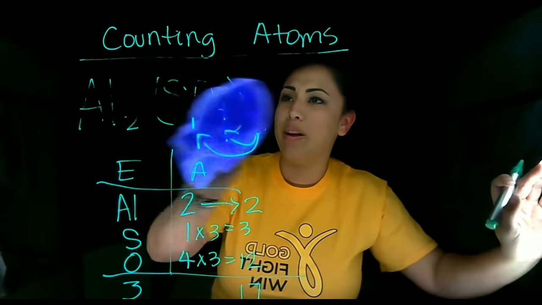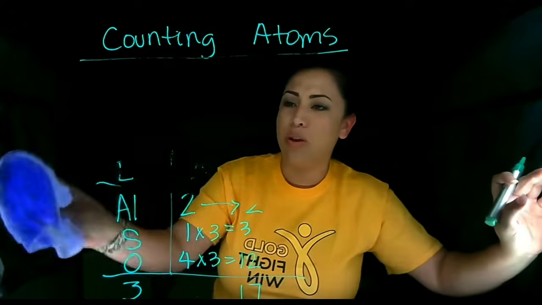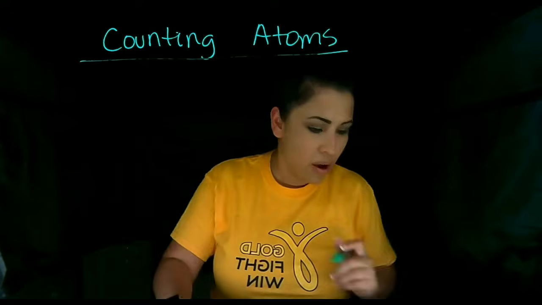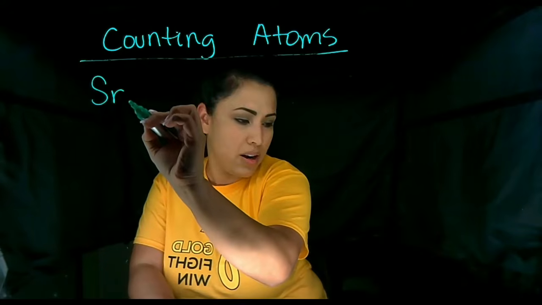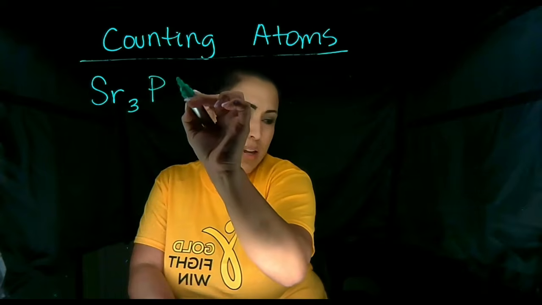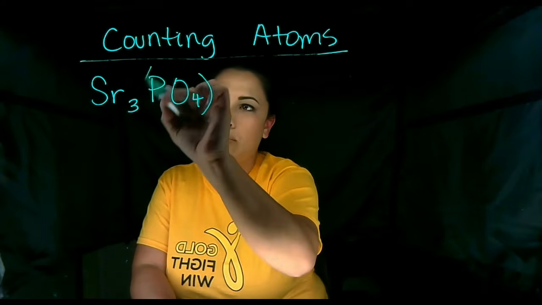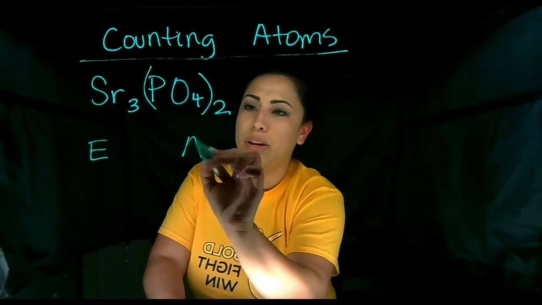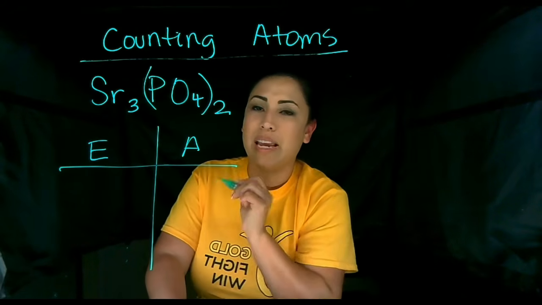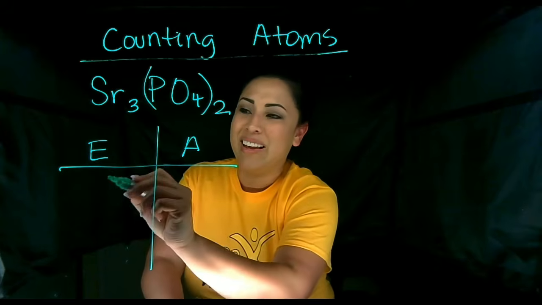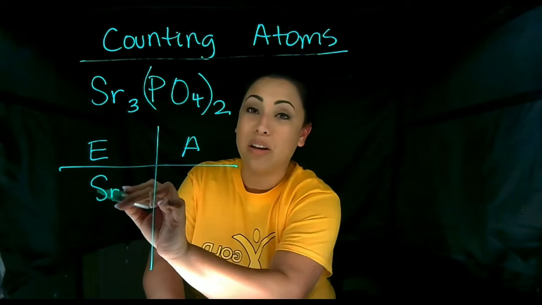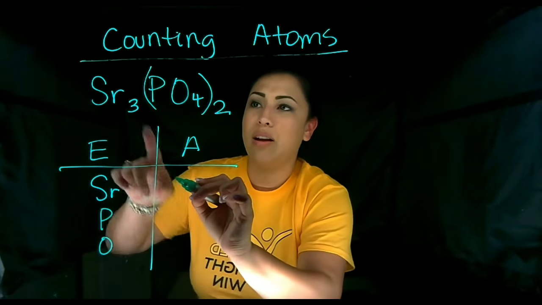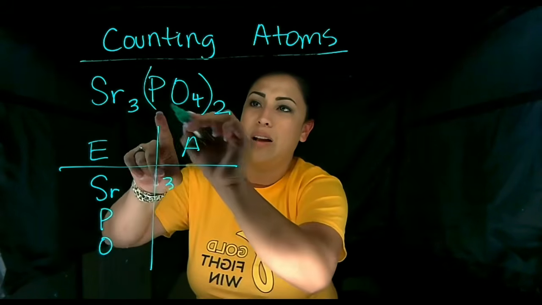Okay, let's try one more. Then I think you're going to be ready to go and you can rock counting atoms no matter what you are given. Okay, next. Sr3(PO4)2. Okay, first step, what do we do? EA chart. Next step, capital letters. Remember, lowercase goes with the capital. P, O, Sr. Subscripts next.